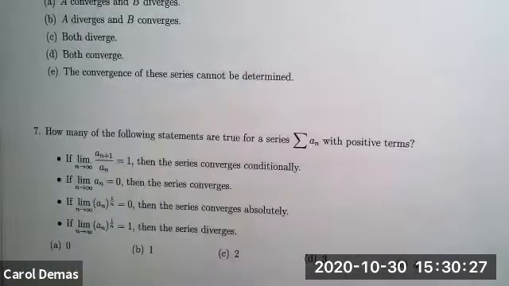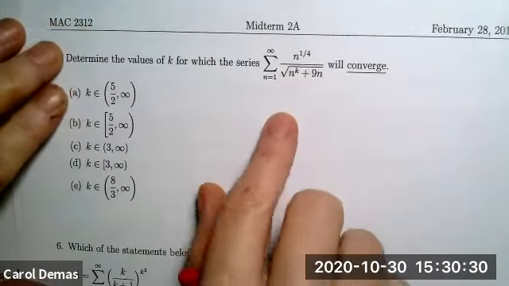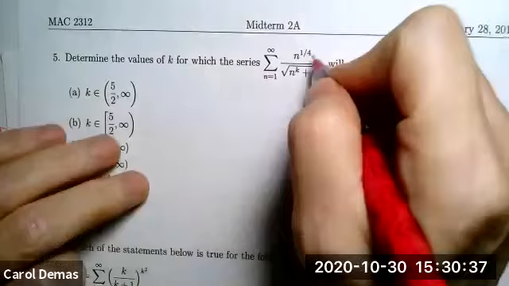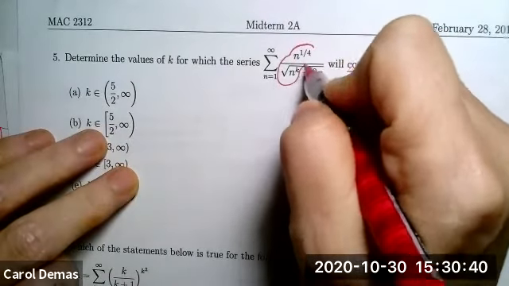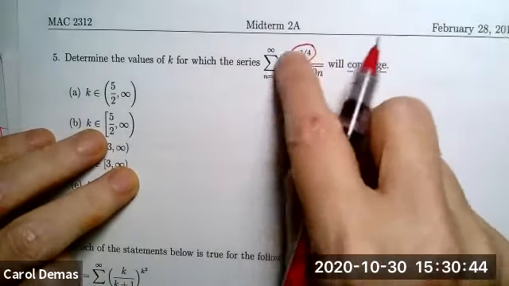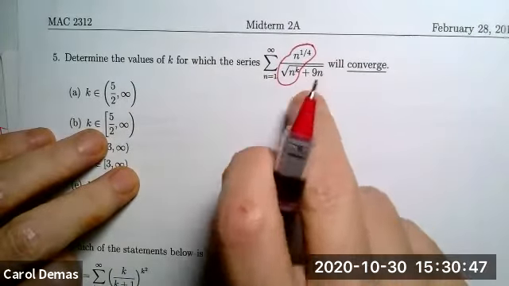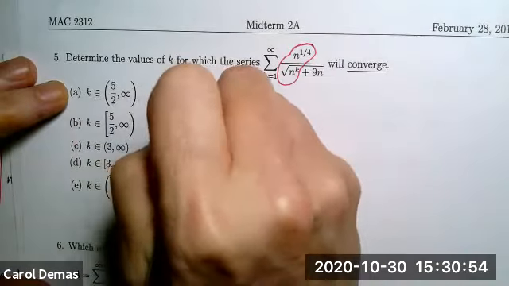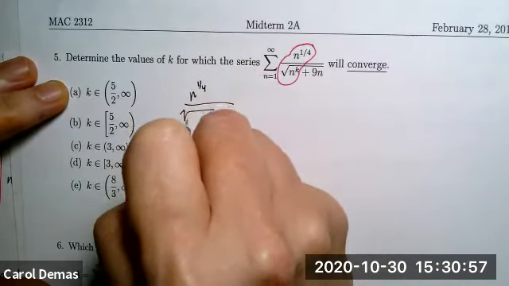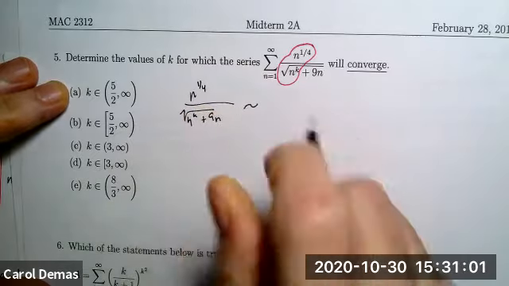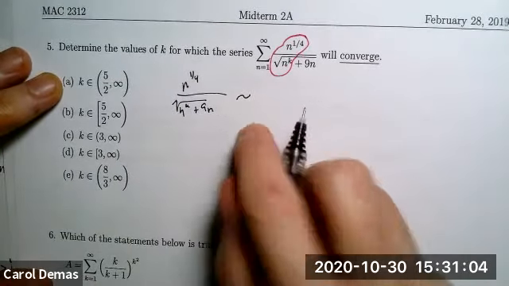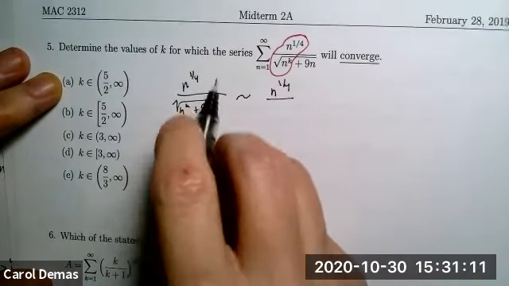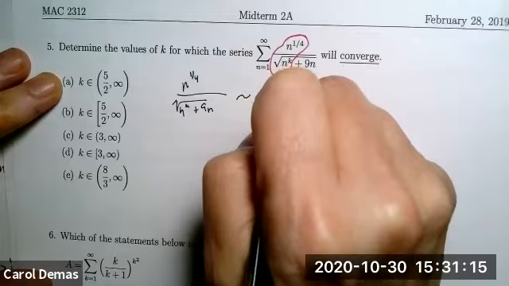Okay, can we move on? I had some questions about this one, and we want to know what k will allow this to converge. So what you need to do is examine the highest power in the numerator and the highest power in the denominator, because those two are going to determine the behavior of this series. We can say that n^(1/4) over the square root of (n^k + 9n) is going to behave similarly, and this squiggly means similar to, to n^(1/4) over, in rational exponent form, n^(k/2).